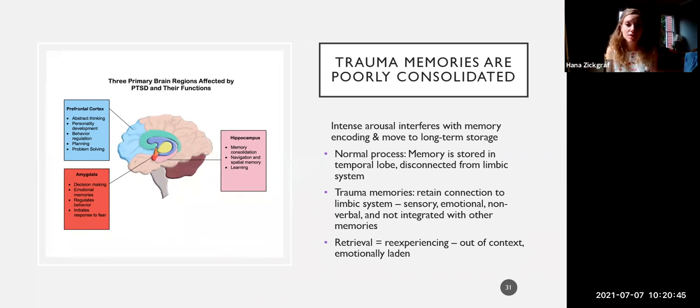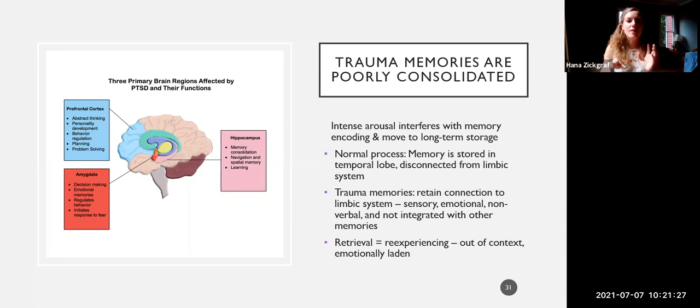Like I said, the normal process of storage is that the memory is stored in a network of neurons that fire together in the temporal lobe. And activation of that network of neurons does not cause activation in the limbic system. One way that trauma memories are different is that they retain their connection to the limbic system. So when the trauma memory is activated, the limbic system is activated, causing us to feel anxiety, fear, negative emotions, and physiological arousal. And then similarly, when the limbic system is activated by anything else, by stress in our lives, by being startled by something, by having a panic attack, by being stressed out, that limbic activation causes the trauma memory to be activated, retrieved, and re-experienced.